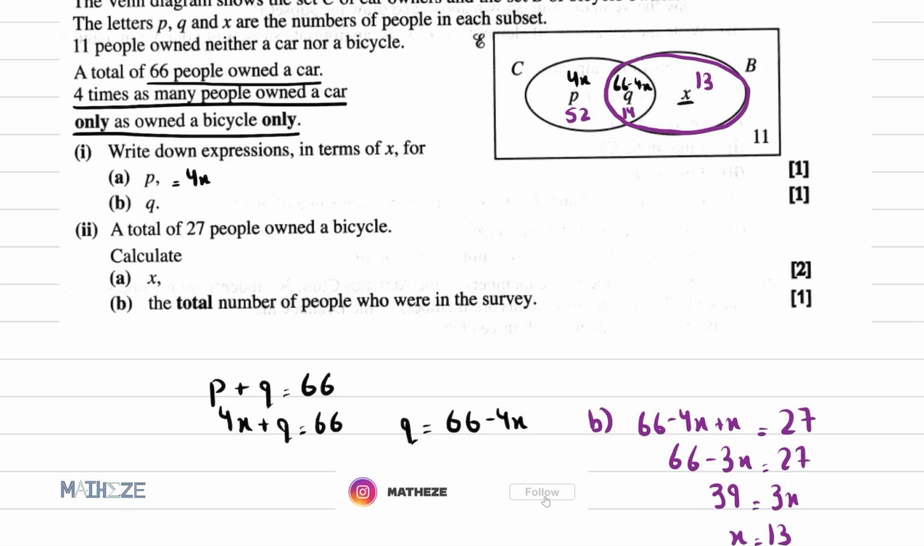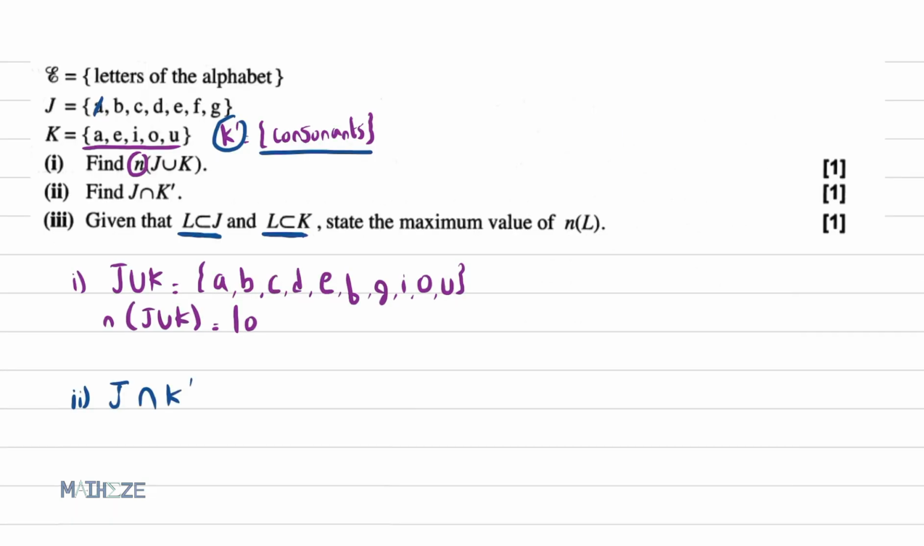Got this? So the total number of people will be 52 plus 14 plus 13 and plus 11. My answer will be 66. 66 plus 13 makes what? 79. 79 plus 11 makes what? 90. Do you get this?